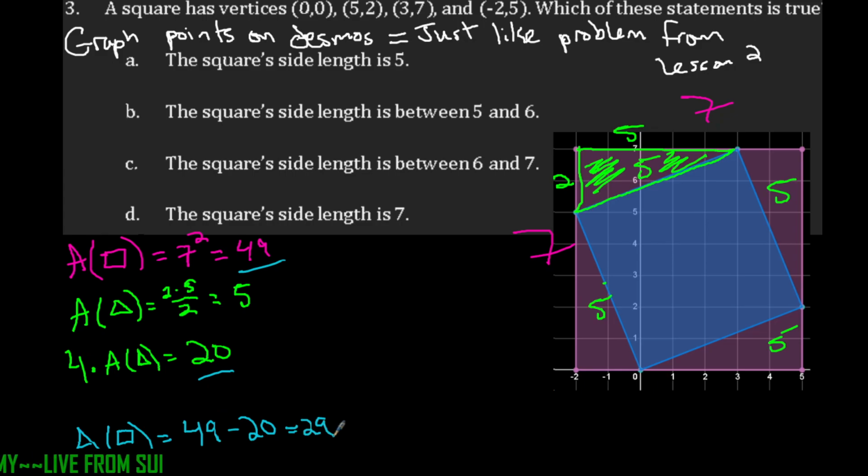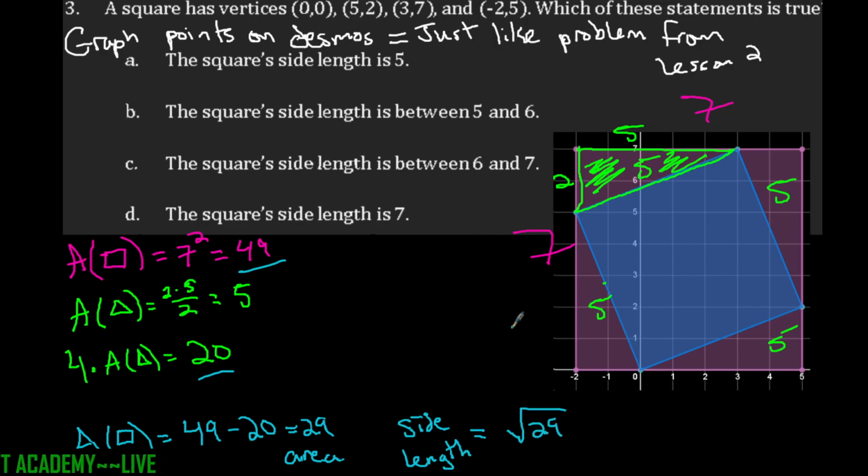So this is exactly like we did from before. However, be mindful. Looking at your choices, it's not talking about area, it's talking about the side length. So if this is the area of the blue square, that means the side length of the blue square is going to be equal to the square root of 29. Still don't see that as an answer, but what we can do is calculate that. This is going to be approximately 5.38.